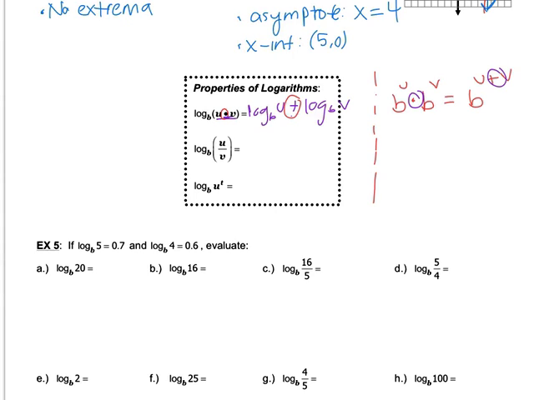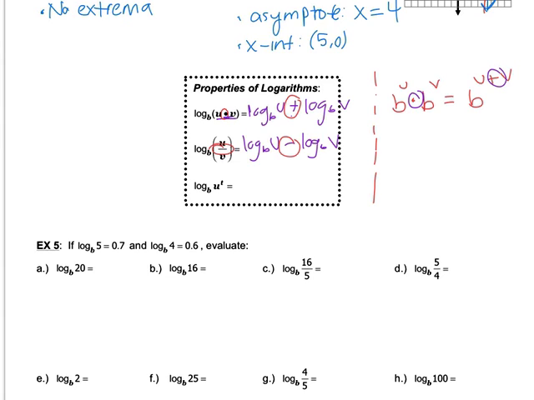Next we've got a log of a fraction, and just like when you've got exponents with fractions, you subtract, same with logs. So this we can separate into two different logs, and it would be log base b of u minus log base b of v. So this division we can separate into two logs by subtraction.